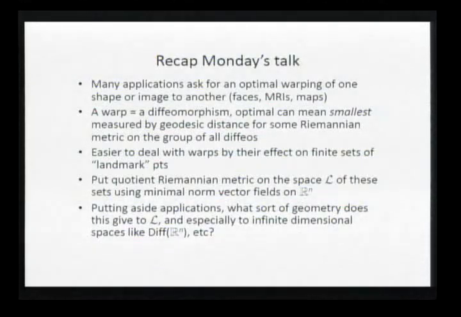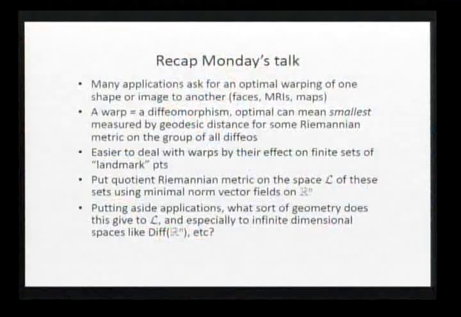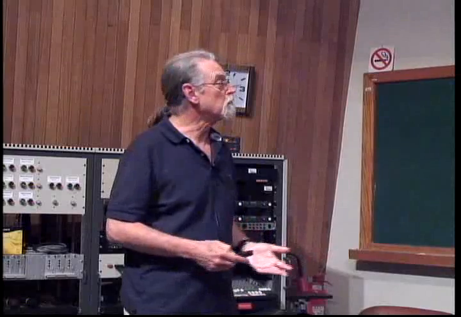Then the point of the previous talk was that really these warps were easier to deal with. It was much more elementary mathematics if you deal with them in terms of their effect on finite sets of landmark points. And in the applications, substituting for a full shape and a full diffeomorphism, a finite set of characteristic points on the objects or in the image is an old idea. And so we then proposed to put the quotient Riemannian metric on the space of these sets of points by using these minimum norm extensions to vector fields on the whole of the space. Now, this lecture, we're going to put aside applications, and we ask the question, what kind of geometry do we have now on this finite dimensional space, but more particularly on the infinite dimensional spaces like this diffeomorphism group? What is the geometry which we're dealing with here?